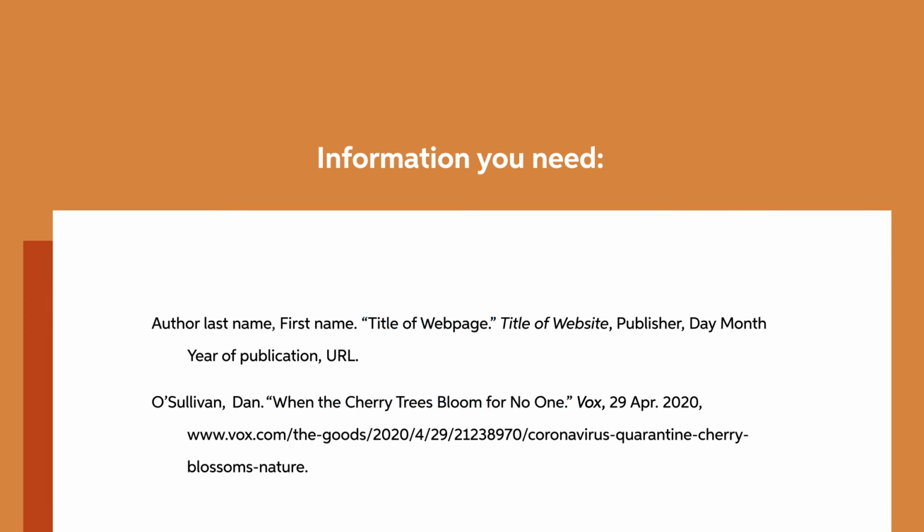Next, write the title of the web page or article in quotation marks, with a period before the end quotation. Then write the title of the website in italics, followed by a comma. If the name of the publisher differs from the name of the website, include it after the title. Following the publisher, write the date that the page or article was published in a day, month, year format, followed by a comma. Finally, paste in the URL or DOI.